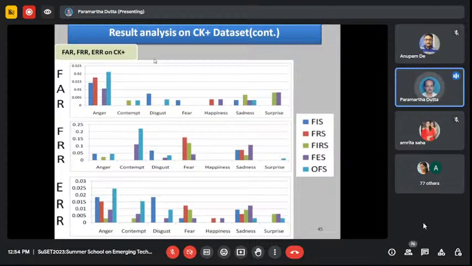Now, if it is asked, what is the performance? So this is the performance corresponding to 5 different types of signatures. Okay. So this is the comparative. This is the FAR reporting. This is FRR reporting. This is ERR reporting.